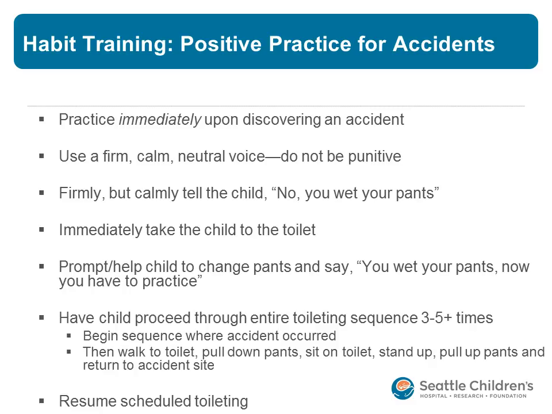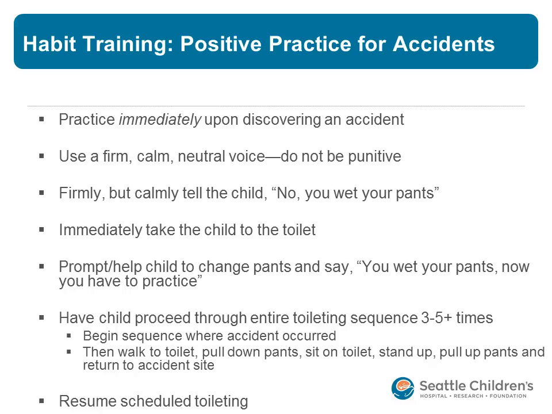So you can firmly say something like, no, you wet your pants, or no, you went potty on the floor. Whatever, again, is going to be terminology that you can consistently use and that the child is going to understand. And you want to label the behavior that was incorrect. No, you wet your pants. Tells them what they did that was not correct. Then you immediately want to take the child to the toilet. You want to help them change their pants while you're in there.